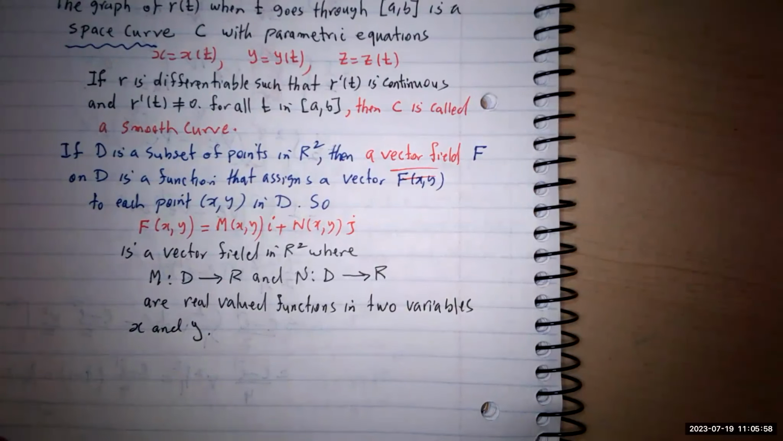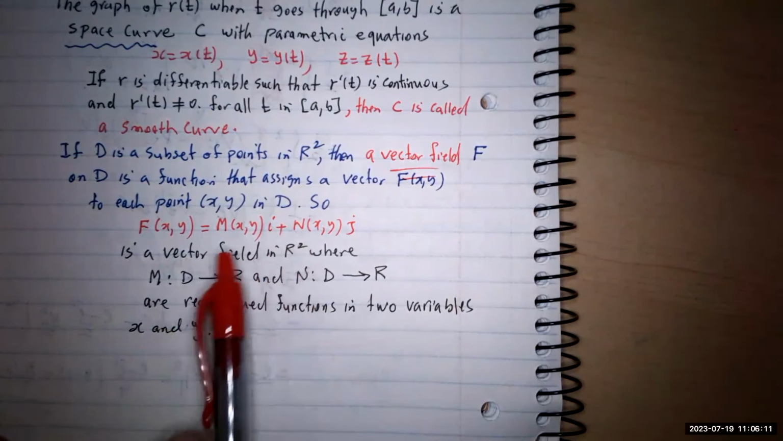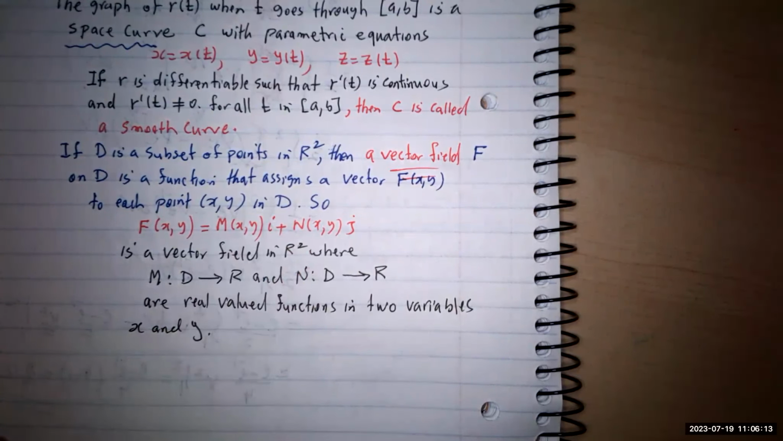So the domain is in R2. The points would be x and y, so you have a function of 2 variables. The range is going to be in R2. The range is going to be a vector, so the vector would have component functions. The component functions are going to be functions of 2 variables, but they are real valued functions. Okay, any question?